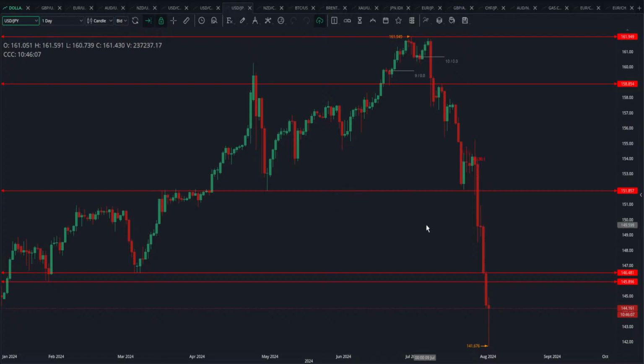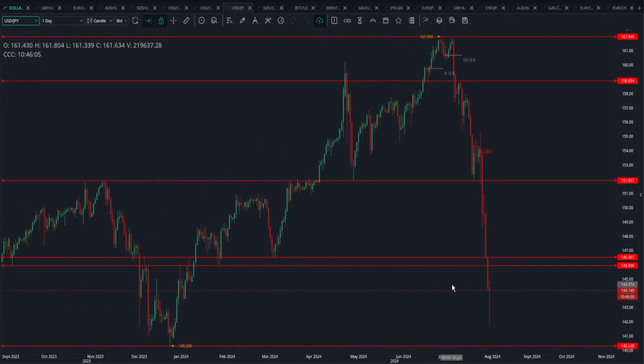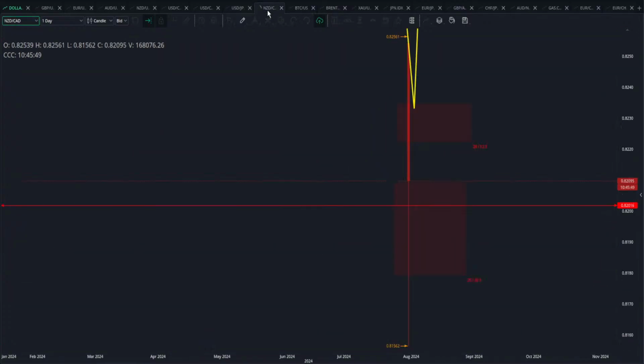USD JPY, okay. Almost all the targets have been taken, but we are actually looking for 140.24. So the USD JPY now should be seen as a sell on the rise. Anytime you see the price rising above, you should be targeting 140.24 and look for the selling opportunity.